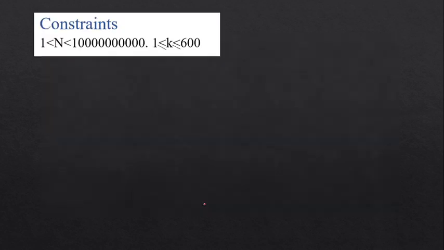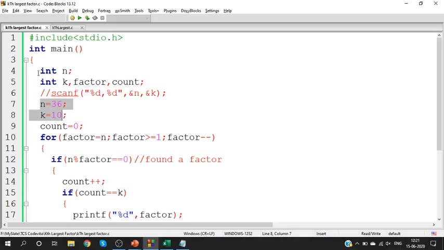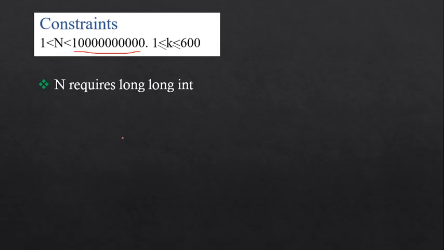Okay. Let us analyze the range alone. Take this part alone. See, n will be in the range 10 power 10. 10 power 10 means that it cannot be stored in an integer. Yes, it can be stored in a long integer. So I understand n requires long integer. So when you scan n, use percentage LLU. Okay, it requires long integer.